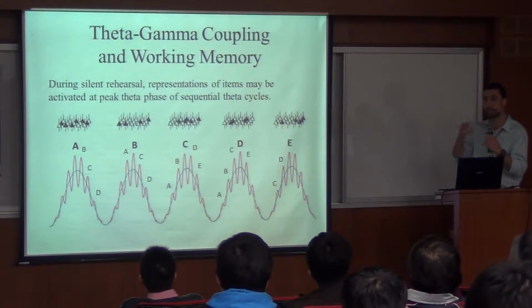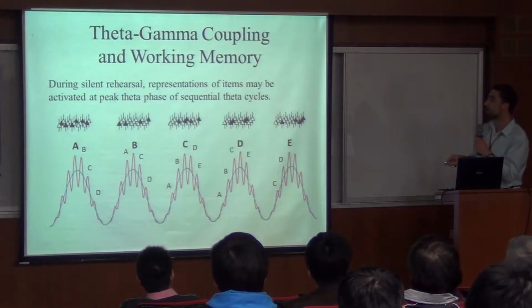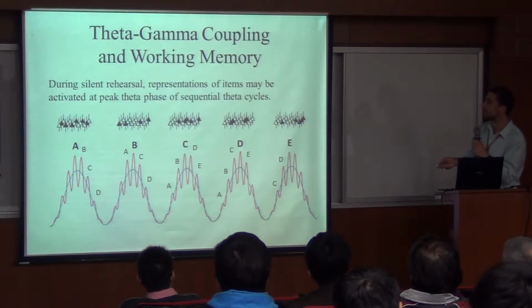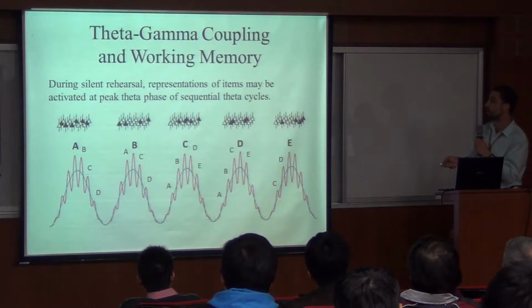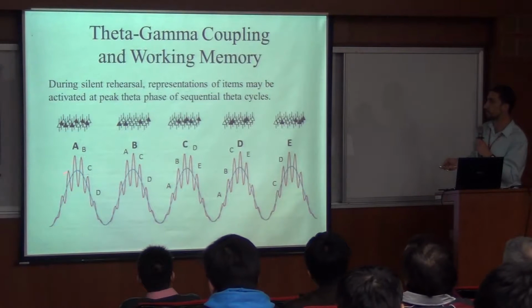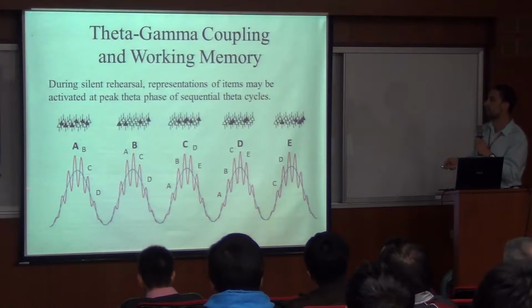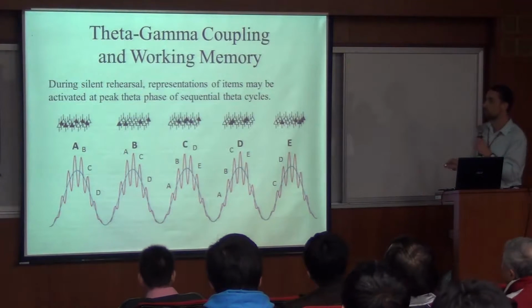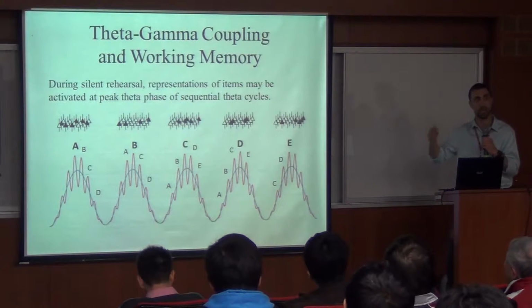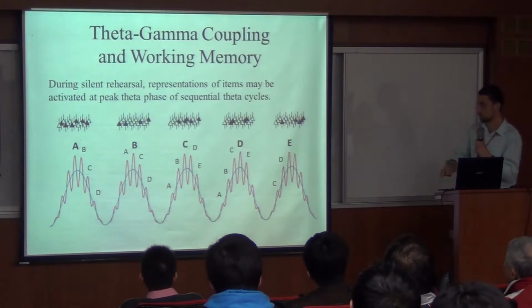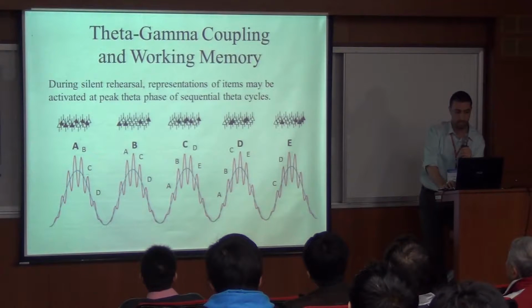Furthermore, when you are mentally rehearsing something like a phone number, it may be the case that the neuronal ensemble representing it is activated at the peak phase of the theta rhythm on sequential theta cycles, which accounts for the speed of silent rehearsal. Okay. So I think that's kind of cool.